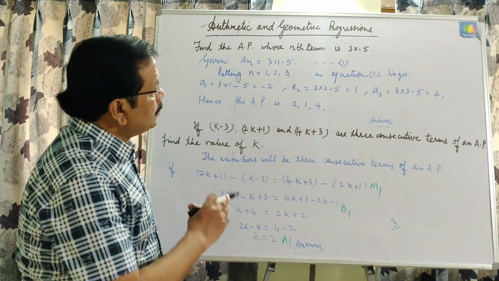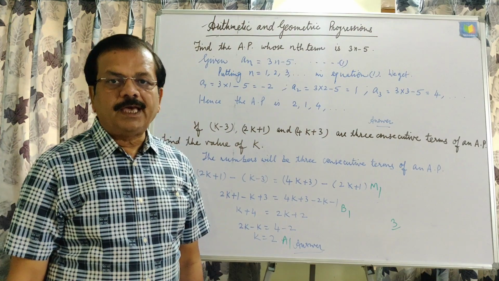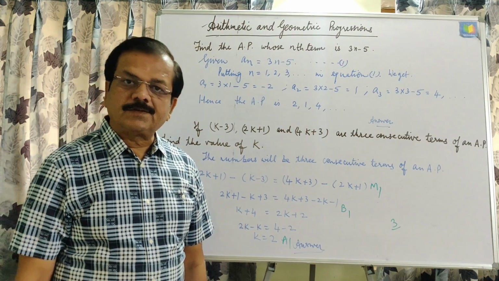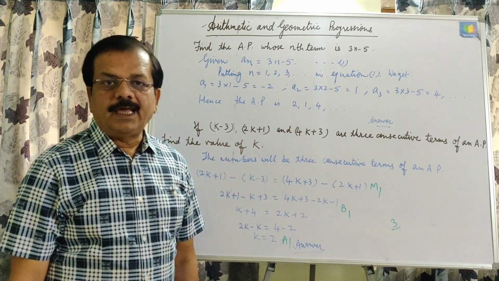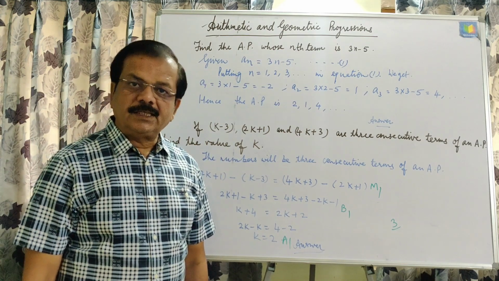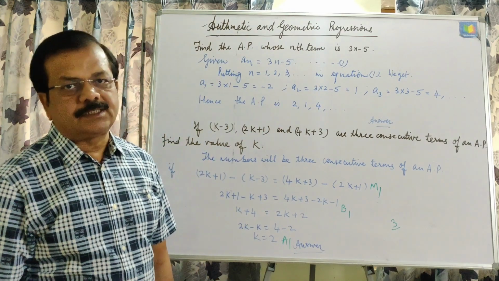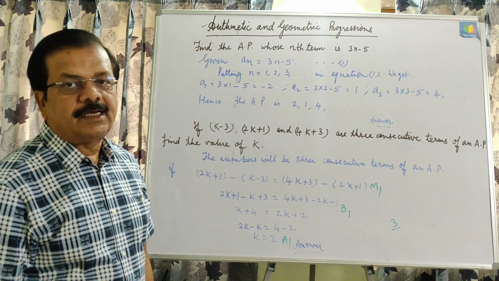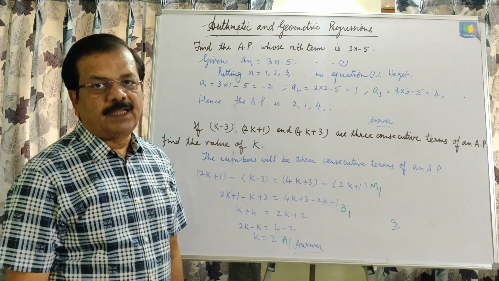And in case of nth term, Tn is equal to a r to the power n minus 1. Here a is the first term, r is the common ratio, and n is the number of terms. This way the nth term is equal to a r to the power n minus 1, or L, that is the last term, is equal to a r to the power n minus 1.